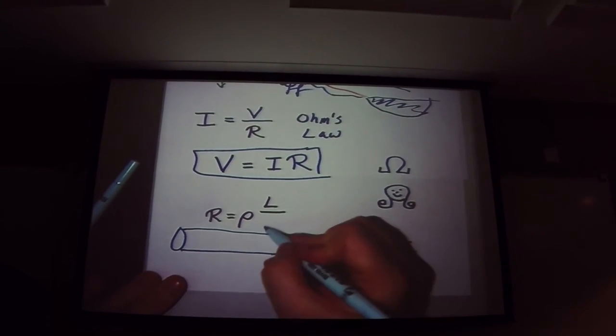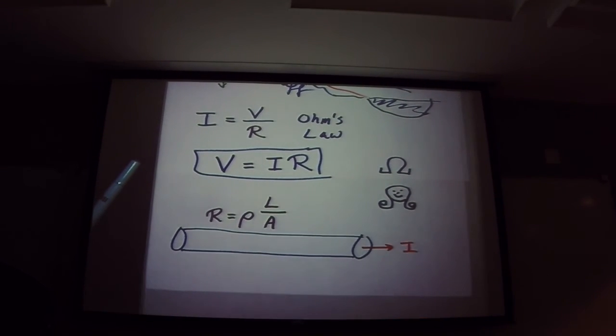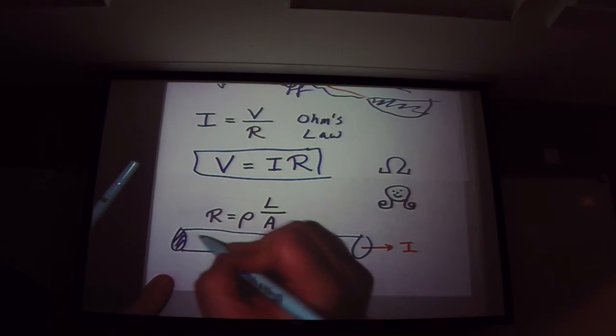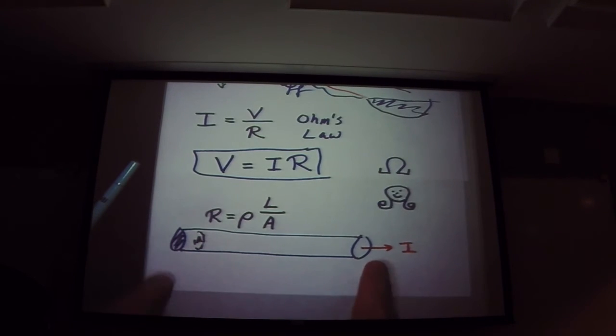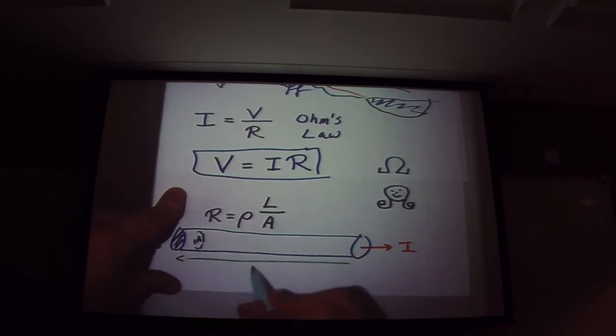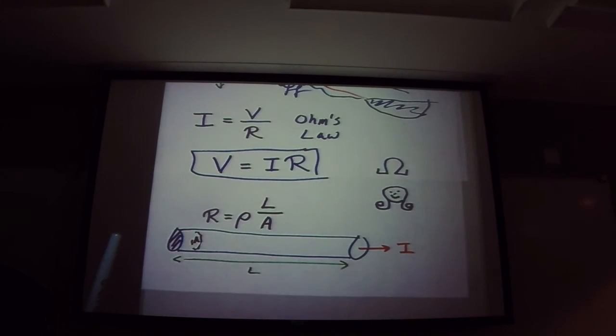Divided by the cross-sectional area. So the area is the cross-sectional area, in other words perpendicular to the current flow, and the length is along the current flow. And the resistivity depends on the material and the temperature.